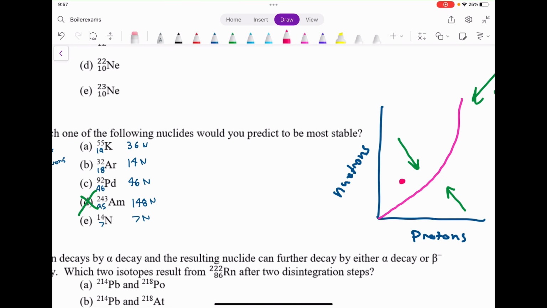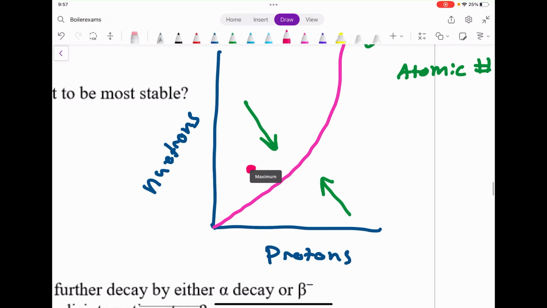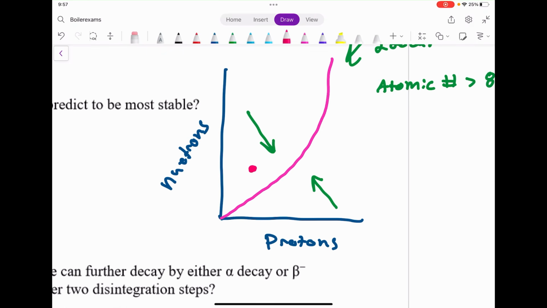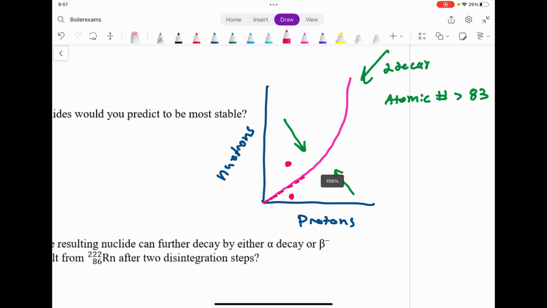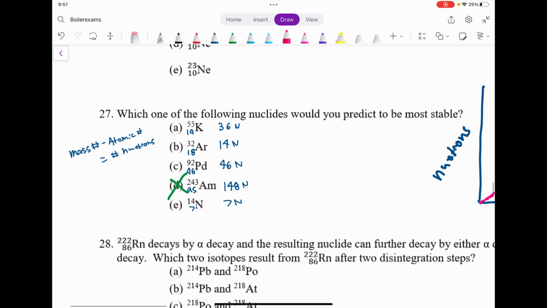Argon has more protons than it has neutrons, which is definitely not near the 1-to-1 line, so that would be below. Because the 1-to-1 line is if it's the same number of neutrons and protons. These two are unlikely to be true.